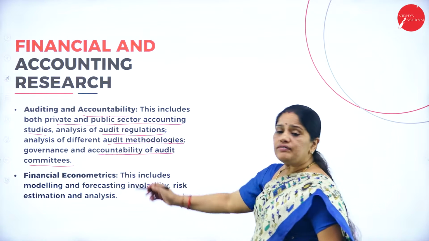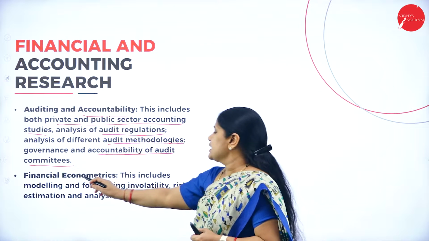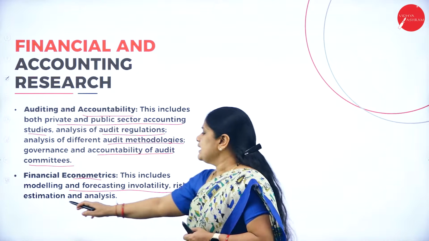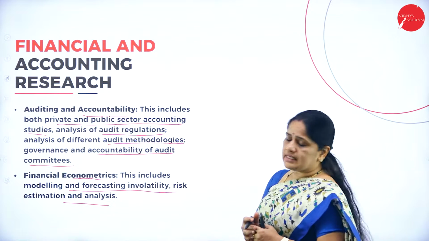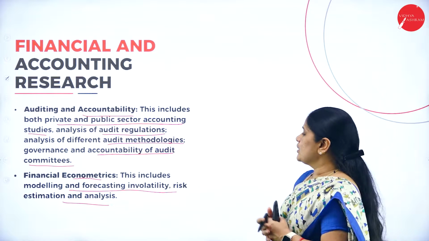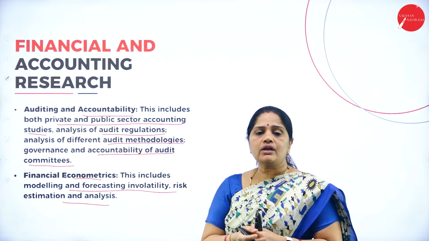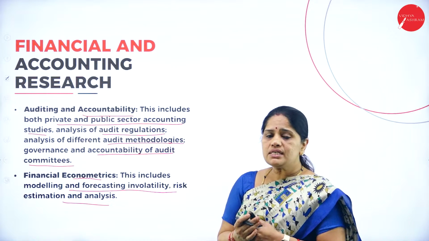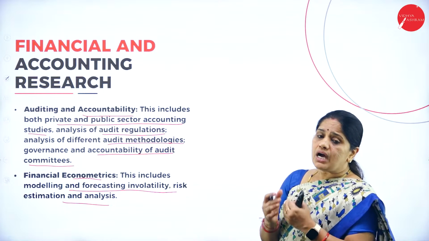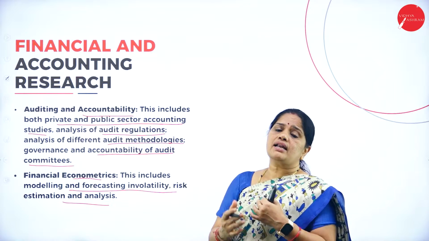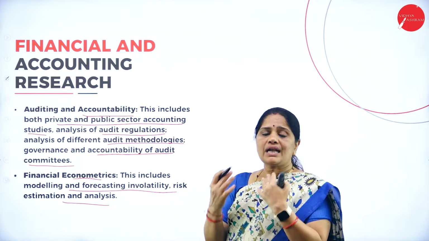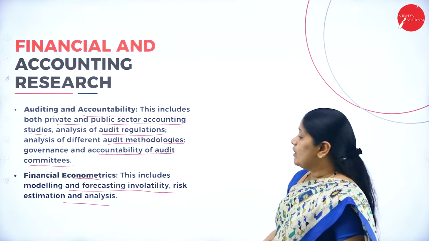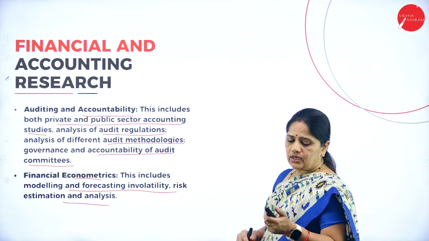Next we have the financial econometrics. It includes modeling and forecasting in volatility, risk estimation and analysis. So in this financial econometrics, it will be including modeling and forecasting in volatility. What is this forecasting in volatility? So how volatile the stocks and shares are. What is the reason for the volatility of the stocks and shares? All this will be the area of research in financial econometrics.